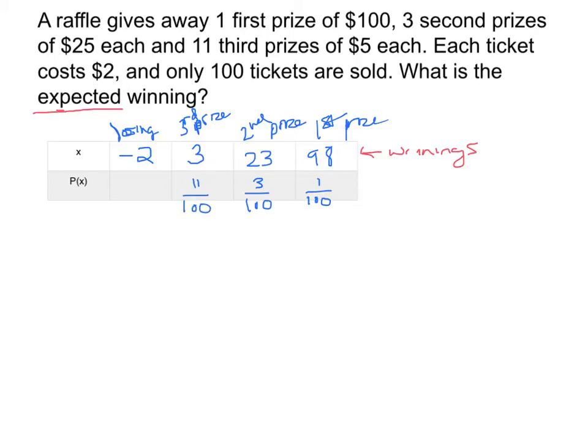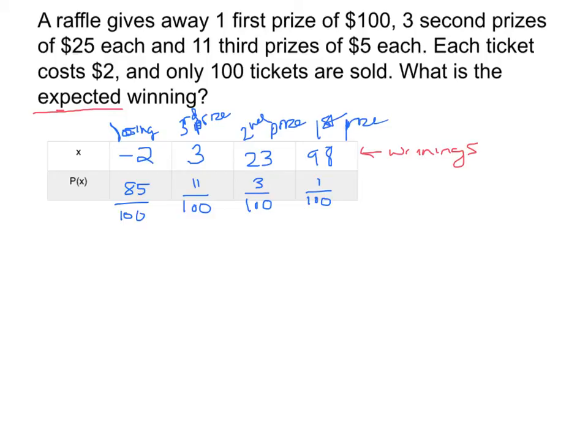So the question is then, how many losing tickets are there? Well, the losing tickets are the ones that are left over. So we have 11 and 3 and 1. That gives us 15 altogether, which means there are 85 out of 100 tickets left, and that is the probability of losing, of winning -$2. Perfect. So our probability distribution chart is done, and now we need to go ahead and find the expected value.